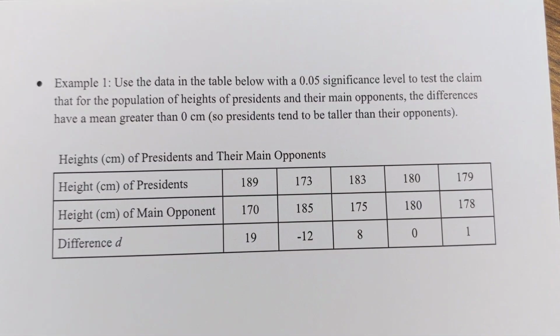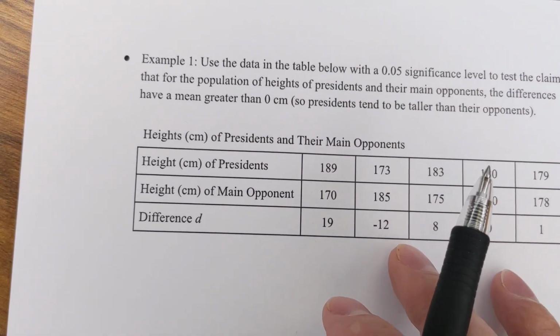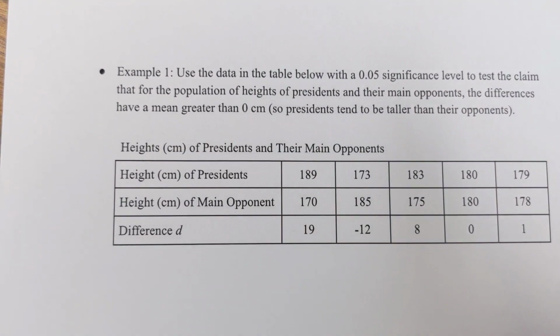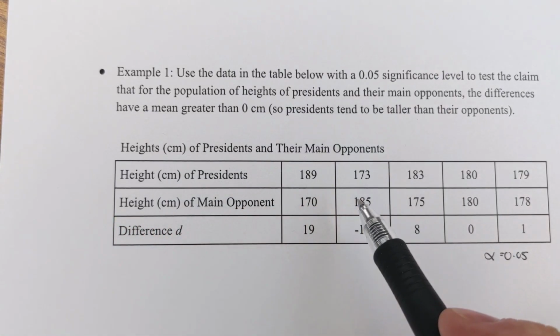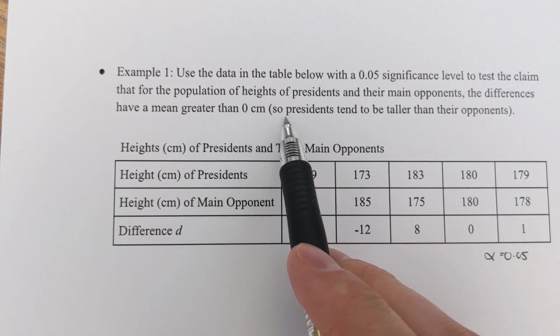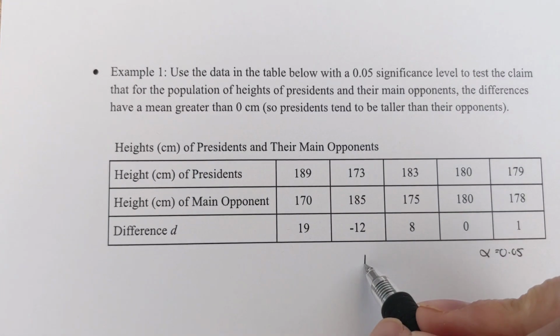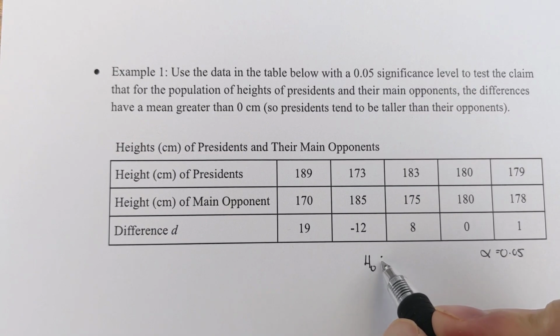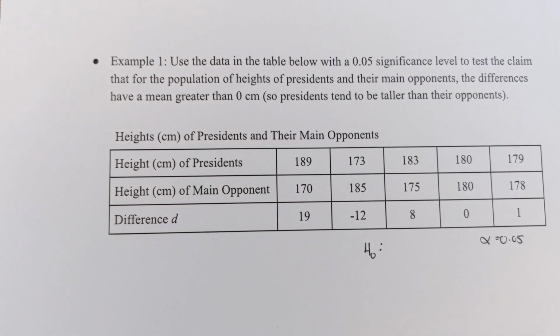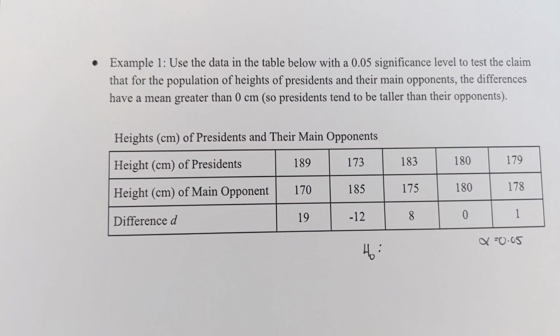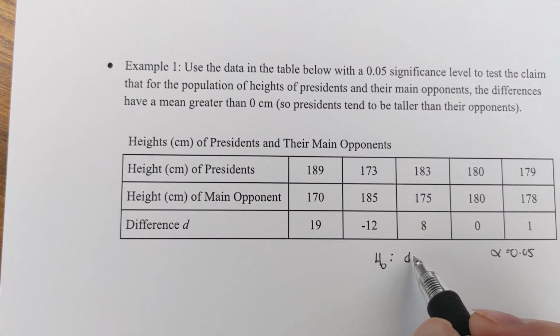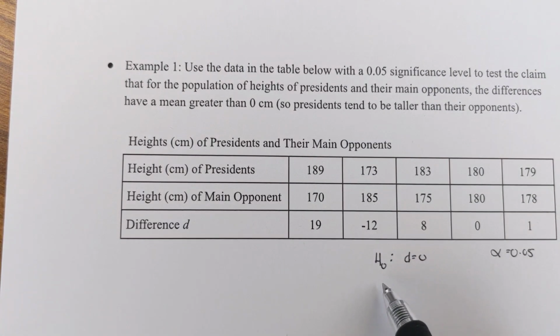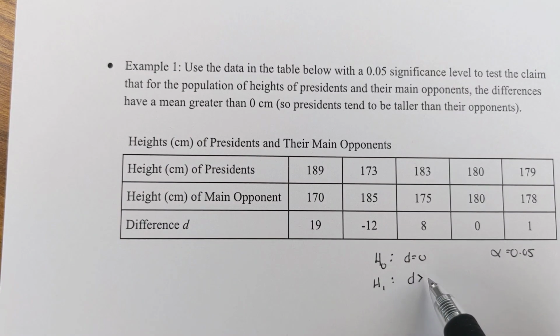Okay, so for examples 1 and 2, use the data in the table below with 0.05, so there's our alpha, to test the claim that for a population of heights of presidents and their main opponents, the differences have a mean greater than 0 centimeters, so presidents tend to be taller than their opponents. So for H0, we are going to assume that mu d is equal to 0, meaning that they are the same, and for H1, for presidents, we'll say that mu d is greater than 0.